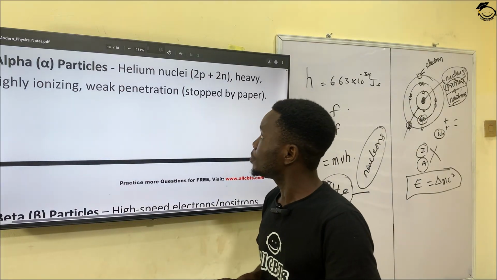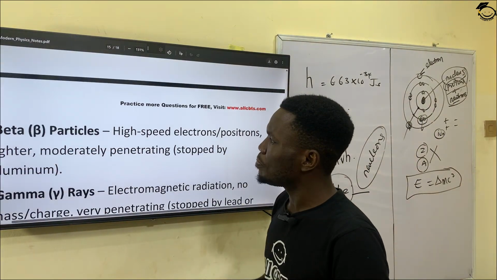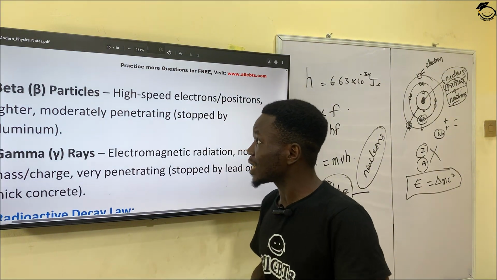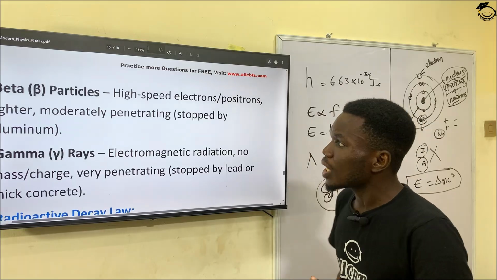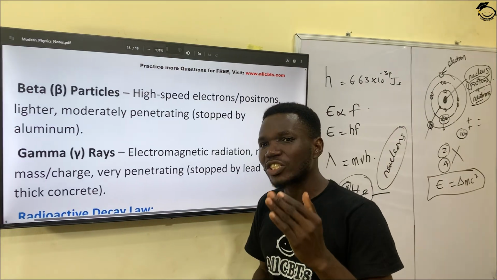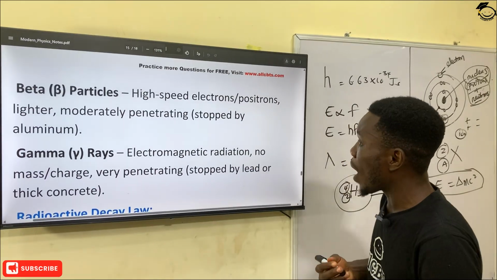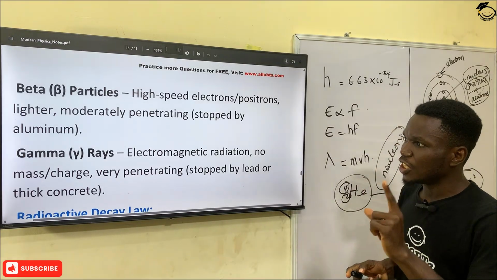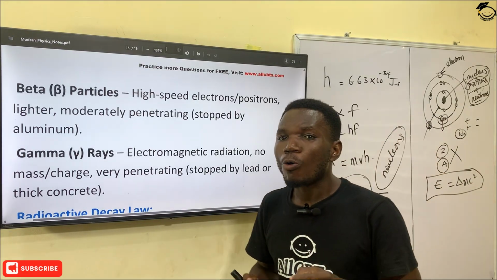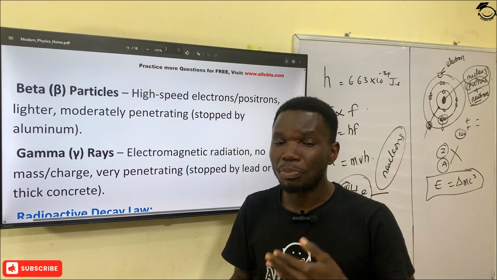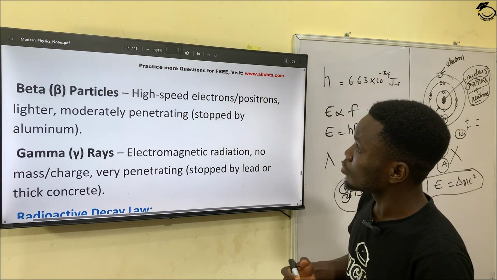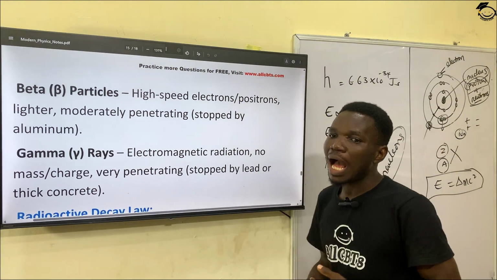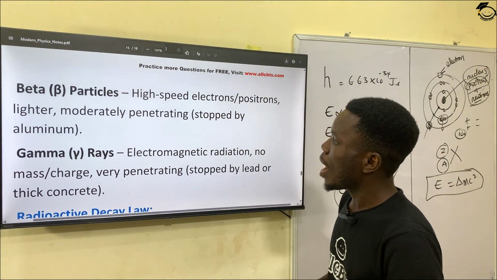So this type of radiation can be stopped by paper. Moving on, we have the beta radiation or the beta particles. These are high-speed electrons or positrons, and they are moderately penetrating. It has higher penetrating power than the alpha radiation, and it can only be stopped with something a little bit higher than a piece of paper, like your aluminum foil. So you can use your aluminum foil to stop your beta radiation or your beta particles.